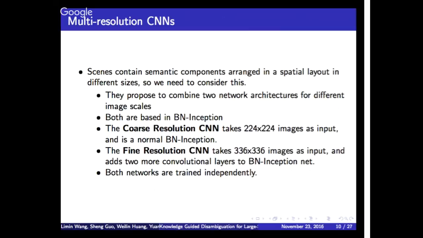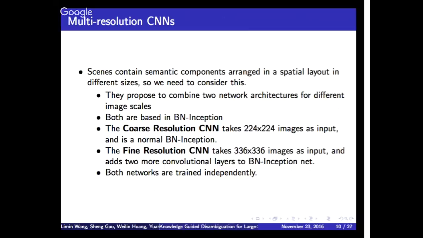So, what did these guys do that was new? They proposed a multi-resolution convolutional architecture, based on the idea that some scenes contain several features and information in different scales. So they proposed to combine two networks that receive images of different sizes. Both are based on batch normalization inception, and they trained the two networks independently.